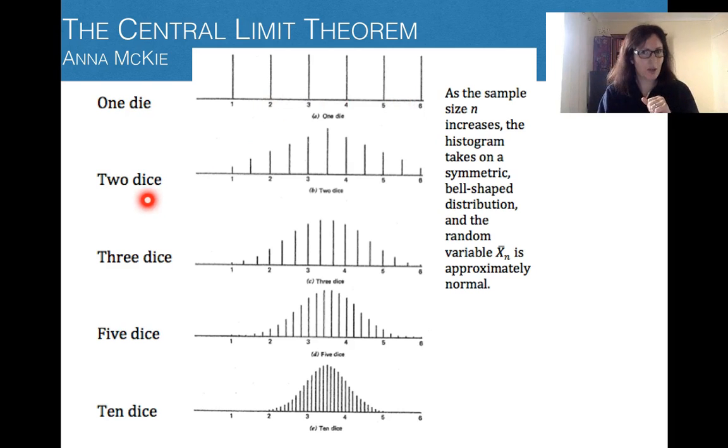But what about rolling 2 dice? So that's rolling 2 and taking the average number that you get. This is what would happen. So with here being 3 and 4 and our average being about 3.5.